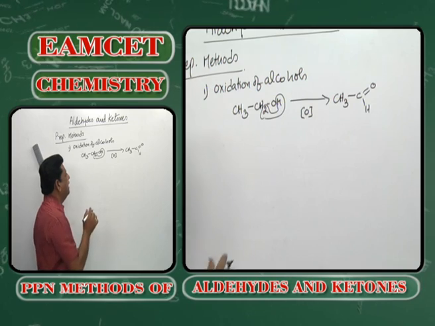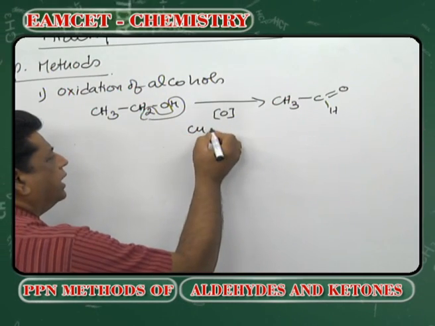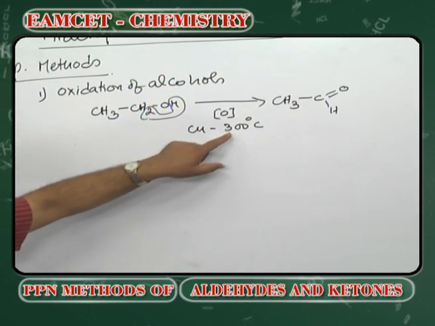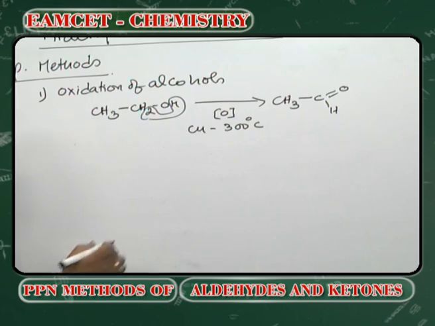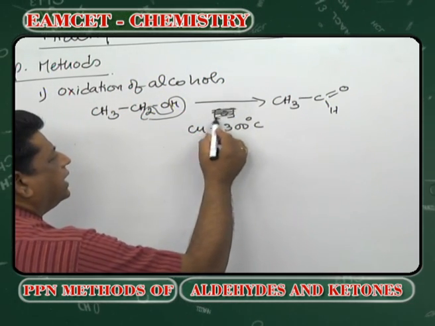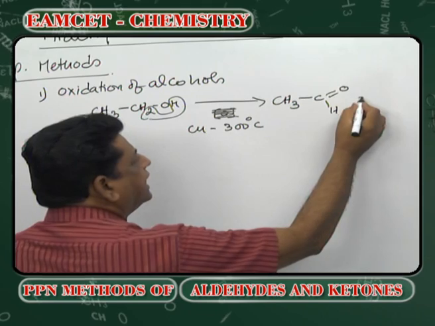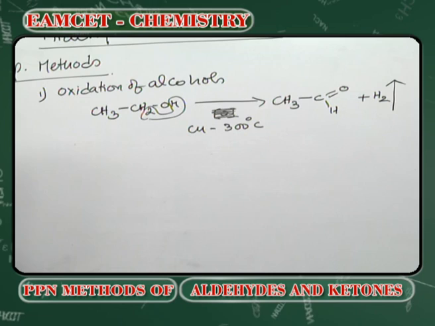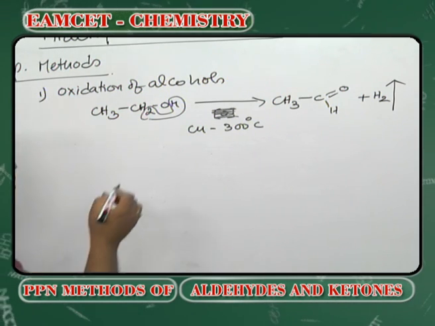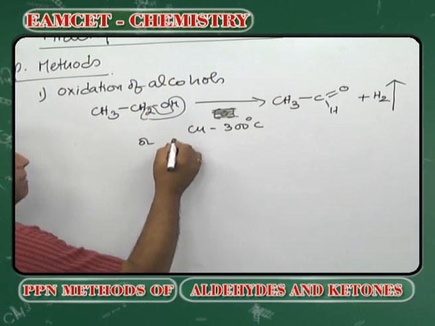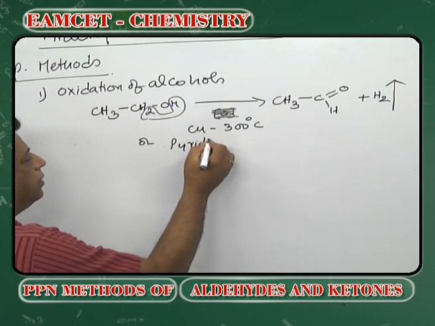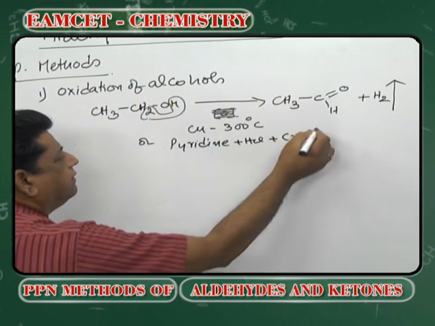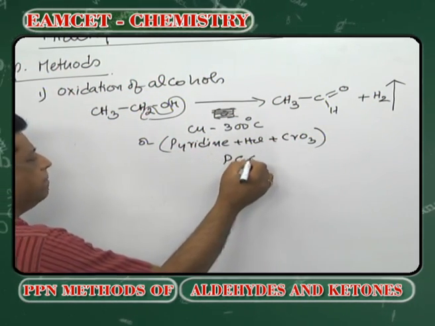To stop the reaction, actually copper at 300 degrees is very much suitable. If this is used, this nascent oxygen problem will not be there and these hydrogens will be expelled as H2. If you want to use an oxidizing agent, it should be very much controlled. So, you can use pyridine with HCl and chromium trioxide. This complex is known as PCC.